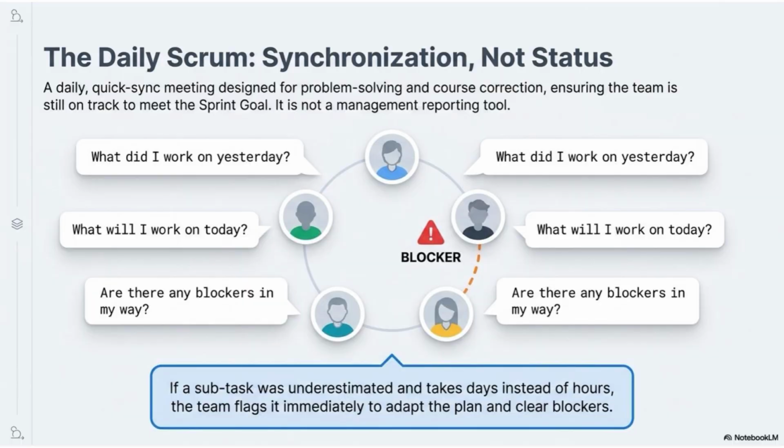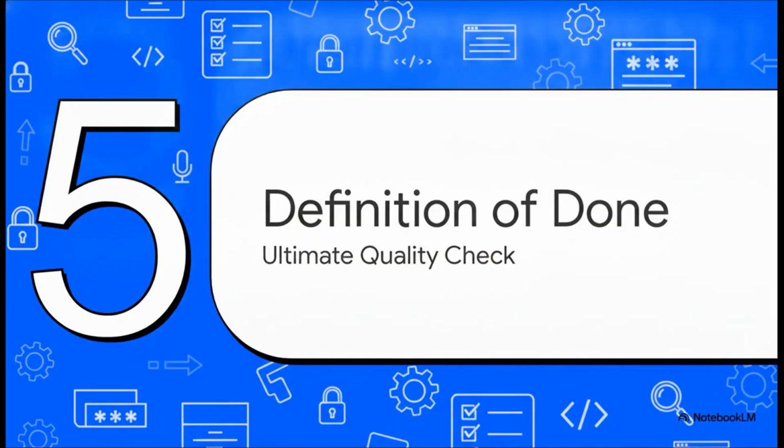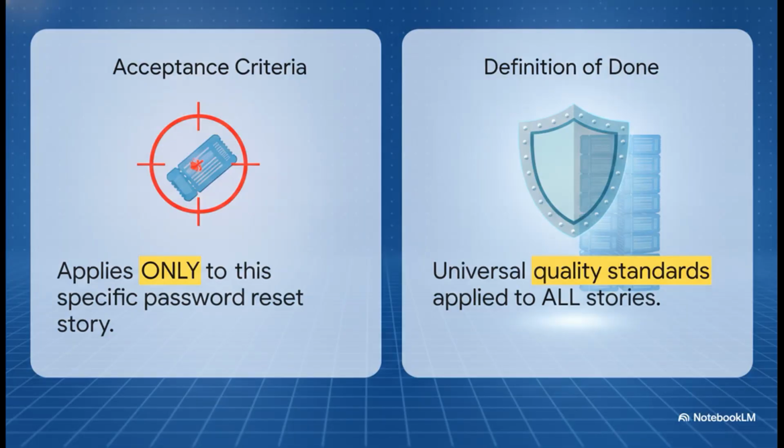For example, if a developer thought integrating the email service would take 1 day, but on day 3 they're still blocked, the daily Scrum would make that visible instantly. The team catches the faulty estimation very early, they adjust, and senior members can jump in to help clear that roadblock. Now let's move on to section 5, the quality check, which is called the definition of done.